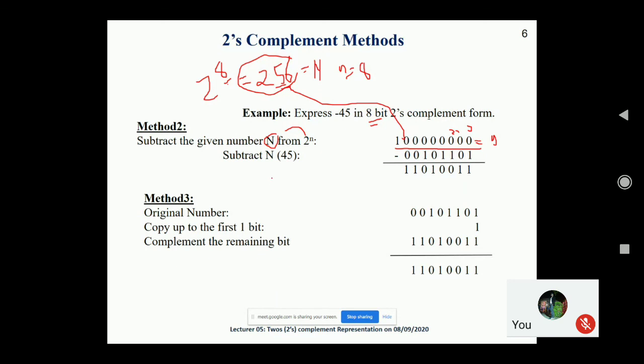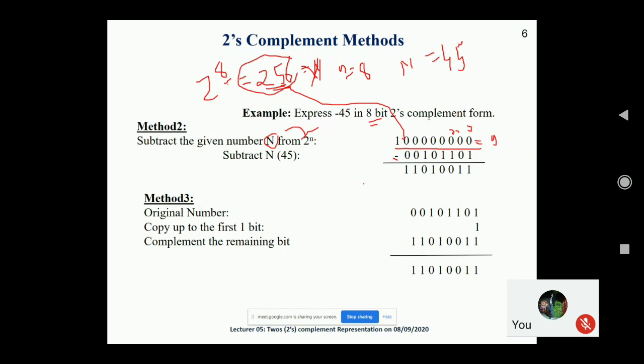After that, we can subtract n from 45. So here 45 means what? We are representing 45 because we subtract. We are using minus because method 2 already directly defines that you can subtract this particular n. So n is representing 45 here. Sorry, here it is not 256. 2 to the power n equal to 256 is correct, but here n equal to 45. Sorry for the mistake.